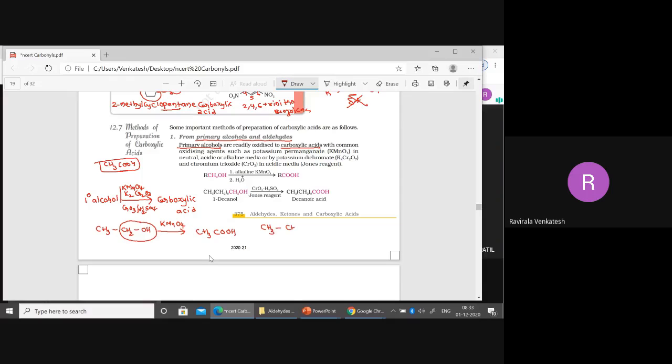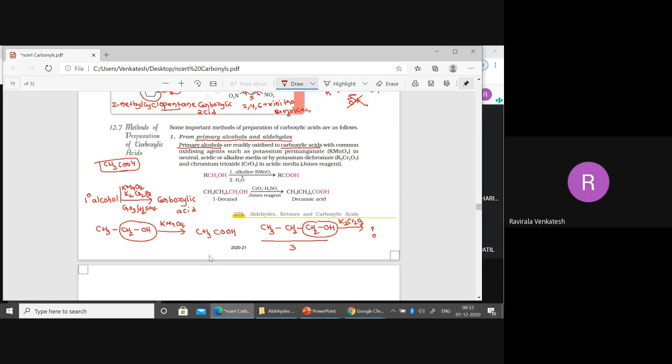CH3, CH2, and again CH2OH. These are all primary alcohols. Now, if you treat this with K2Cr2O7, tell me the name of the product, all of you. Propanoic acid, because the number of carbons will be the same. See how many carbons there are: 3 carbons. In the product also we will get 3 carbons only.